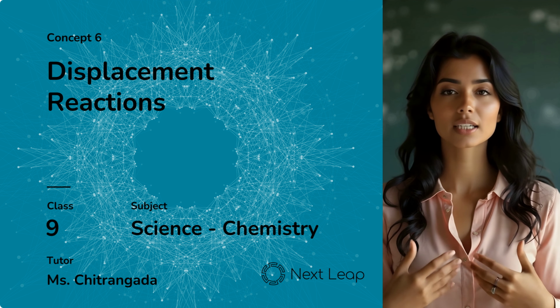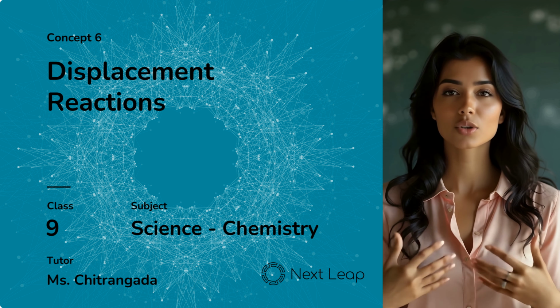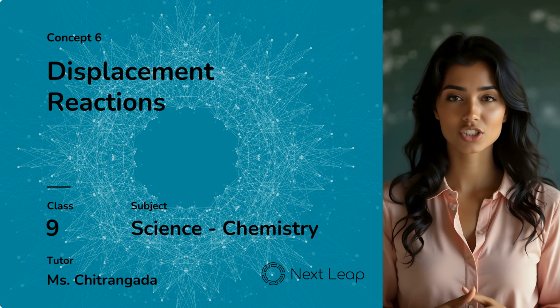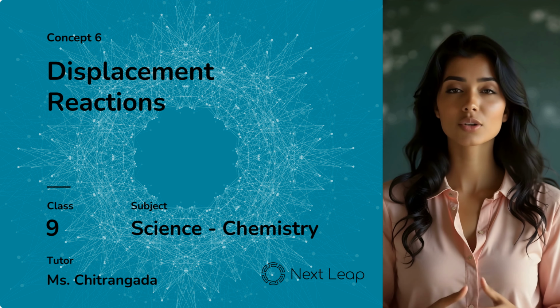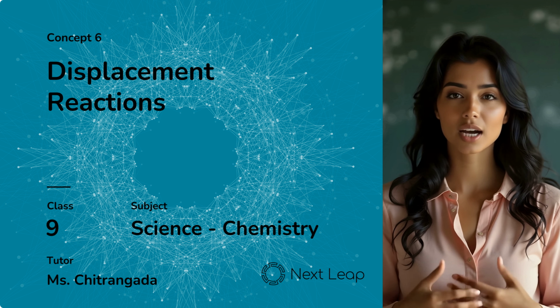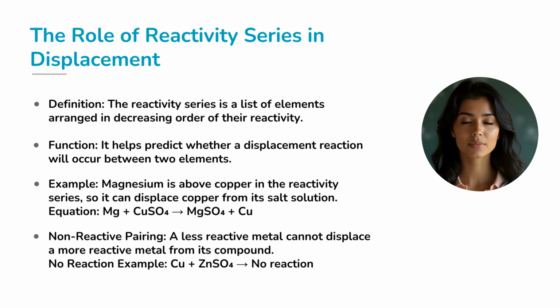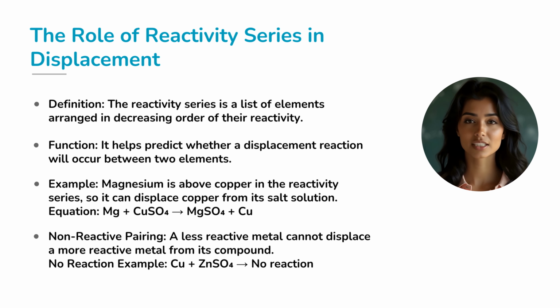Only a more reactive element has the chemical strength to replace another from a compound, and this concept finds immense application in both classroom chemistry and real-life industries like metal extraction. Now, how do we know which element can displace another? That's where the reactivity series comes into play. The reactivity series is like a leaderboard, ranking metals from most to least reactive. This helps us predict whether a displacement reaction is even possible.